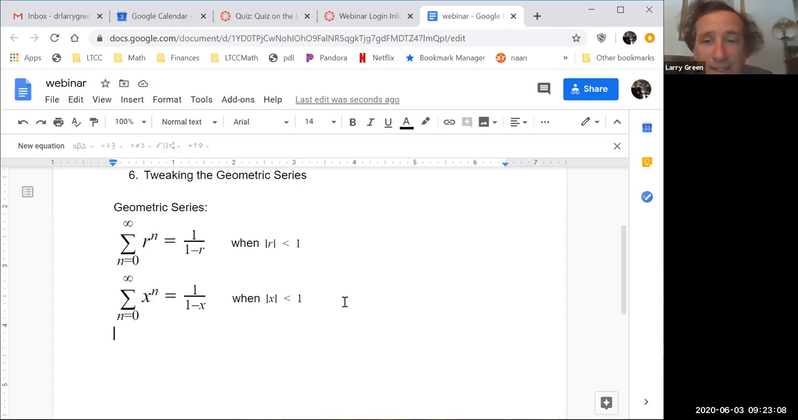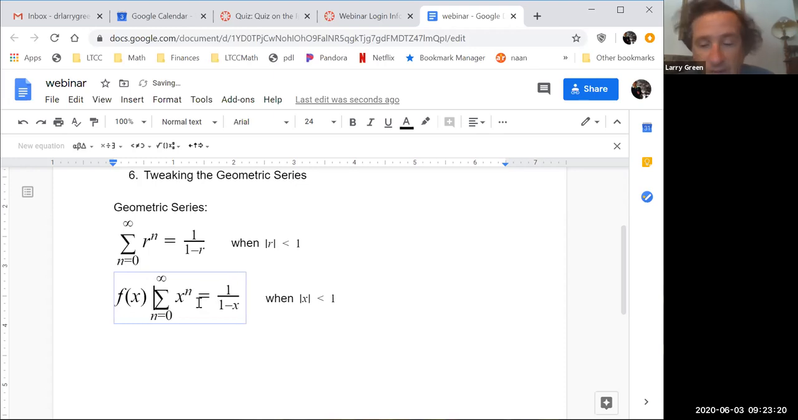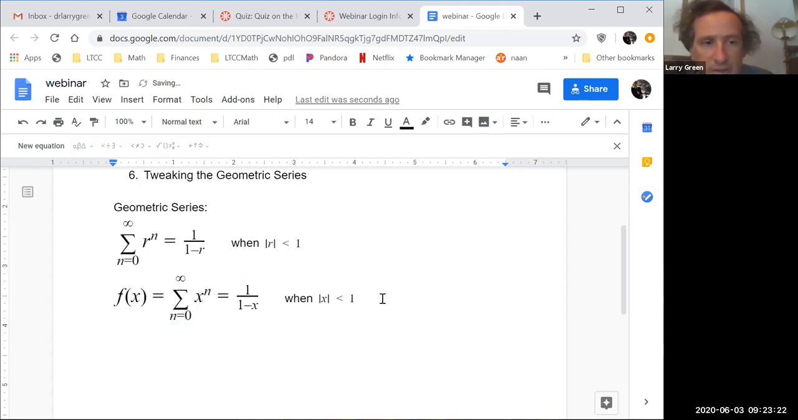So by writing it this way, I can actually think of this as not just a series that gives you a number when you're done, but a function of X. Any questions on that? So now I've defined a function of X, which by the way is also 1 over 1 minus X, but you can write that as a series, summation n equals 0 to infinity of X to the n. Is that clear?